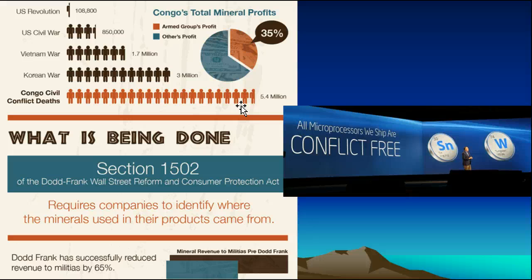So one thing that has been put in place to try to avoid us buying these conflict minerals is the Dodd-Frank Wall Street Reform and Consumer Protection Act. Basically it requires companies to identify where the minerals used in their products come from, so that hopefully we can start to see where we're using conflict minerals and start to try to avoid them. It's already helped to reduce the revenue going to these militia groups in the Congo, but we have a long way to go. A lot of products still aren't labeled yet, and a lot of companies still aren't complying with this rule, so it has to be enforced as well.